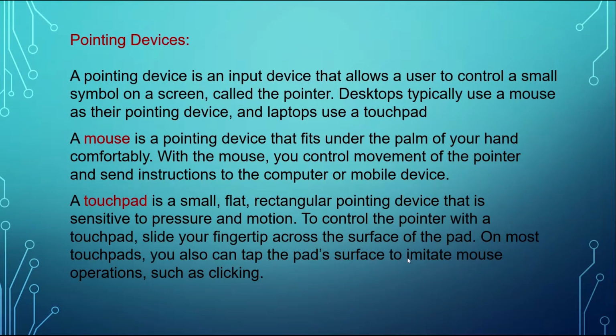We have pointing devices. Pointing devices can be a barcode scanner or a mouse that we move across the screen, called pointers. All desktops have a mouse or a type of pointing device that we can use to redirect and select specific parts of the menu that we see on our display, like the mouse. A lot of laptops have a touchpad, which is a small, flat, rectangular pointing device that is sensitive to pressure and motion. To control the pointer with a touchpad, slide two fingers across the surface of the pad.